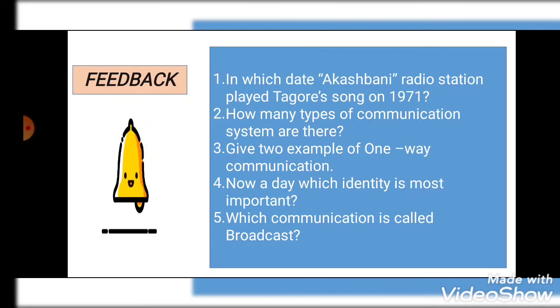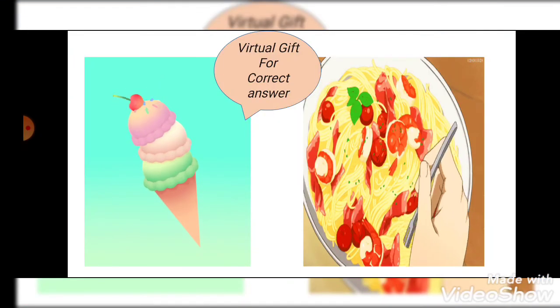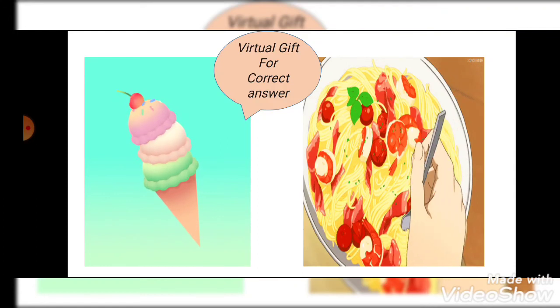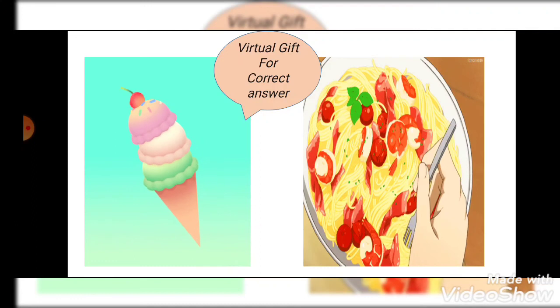Next question. Nowadays, which identity is most important? Try to remember the correct answer. Yes, it is email. Nowadays, email is the most important identity. Question number 5. Which communication is called broadcast? It was two-way communication. I think, students, you can give the answer clearly, and for those who gave the correct answer, there is a virtual gift. I think you are very happy getting this virtual gift.